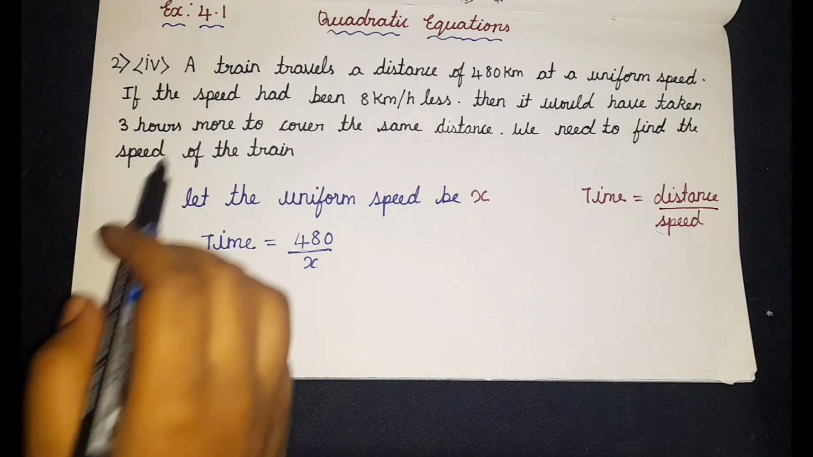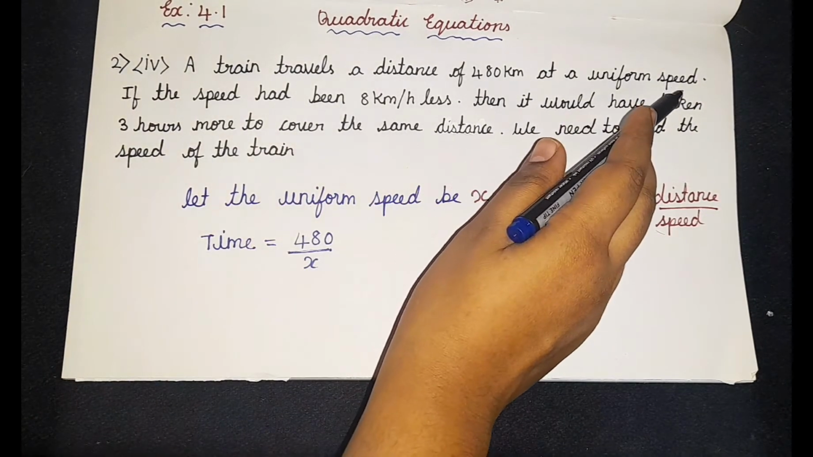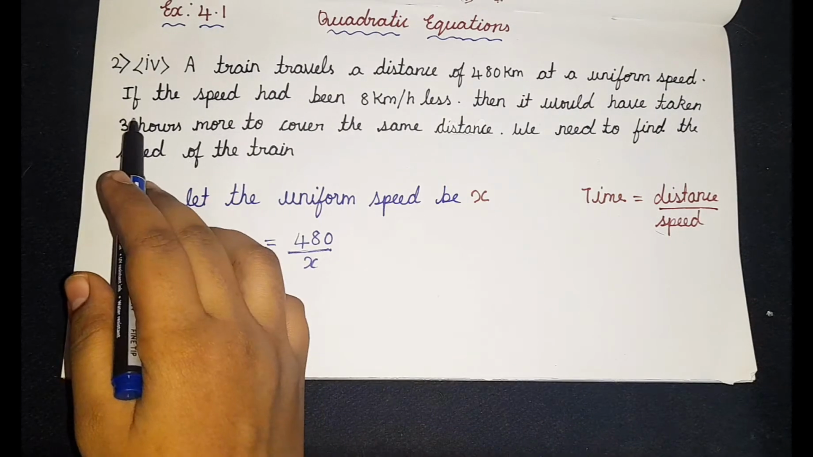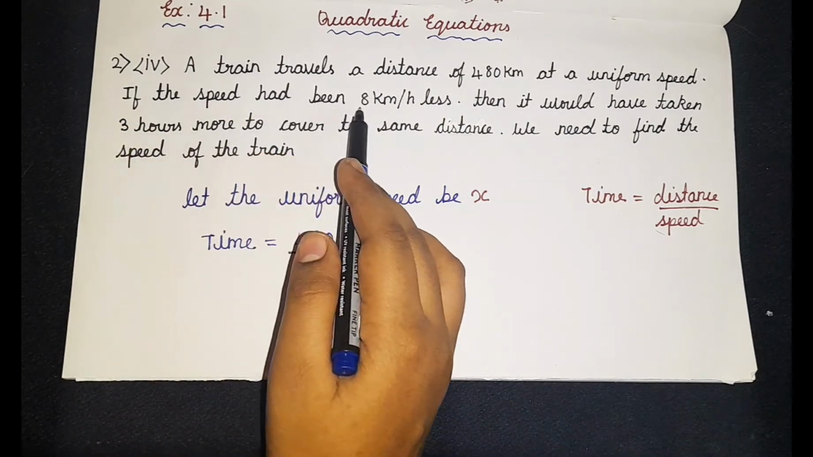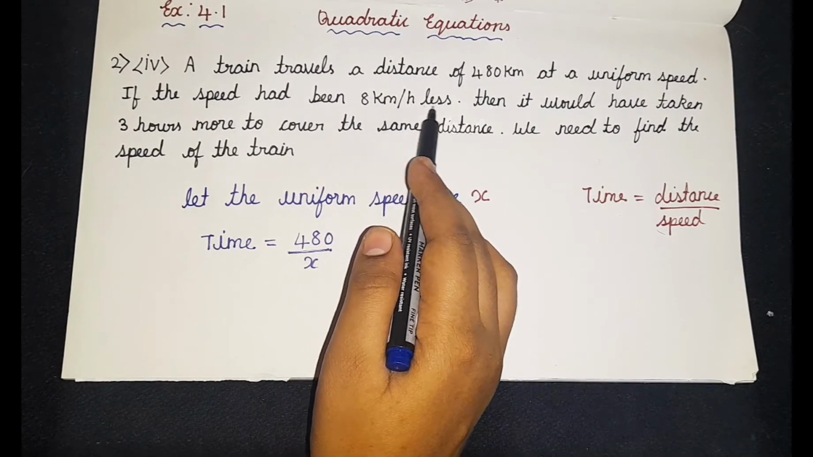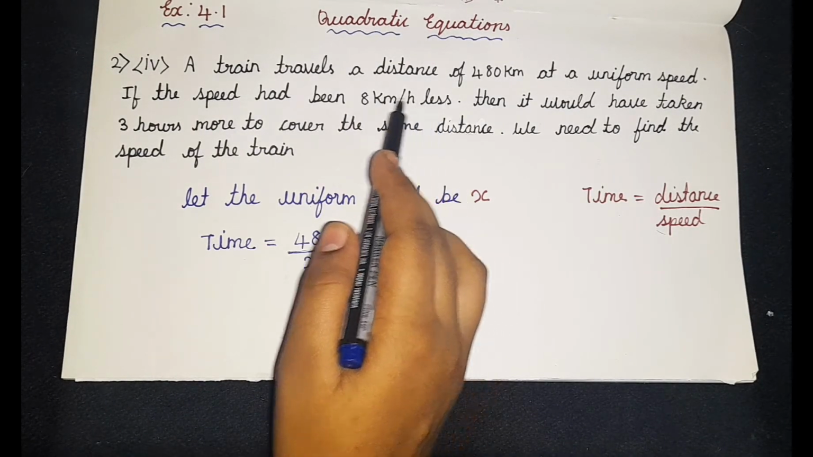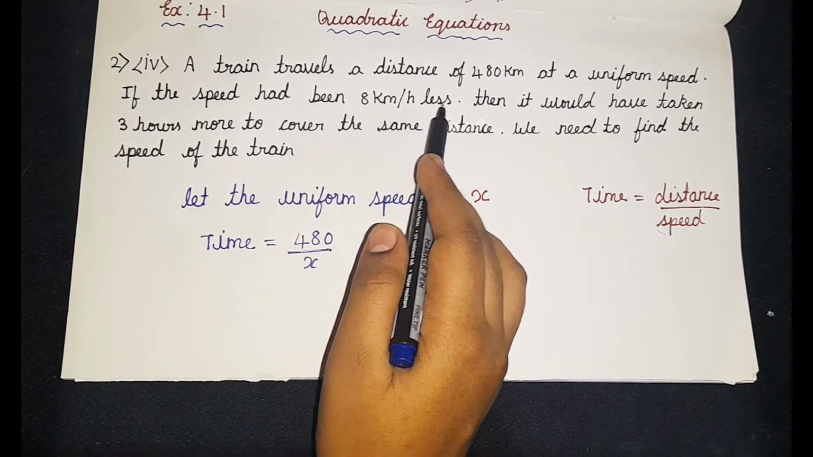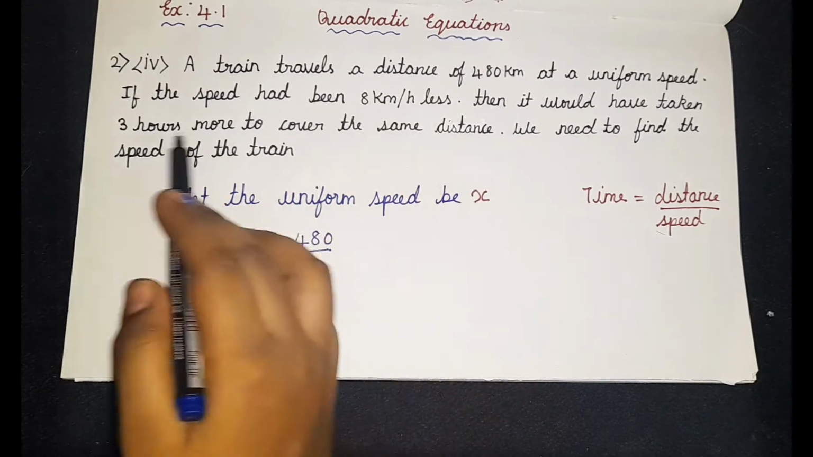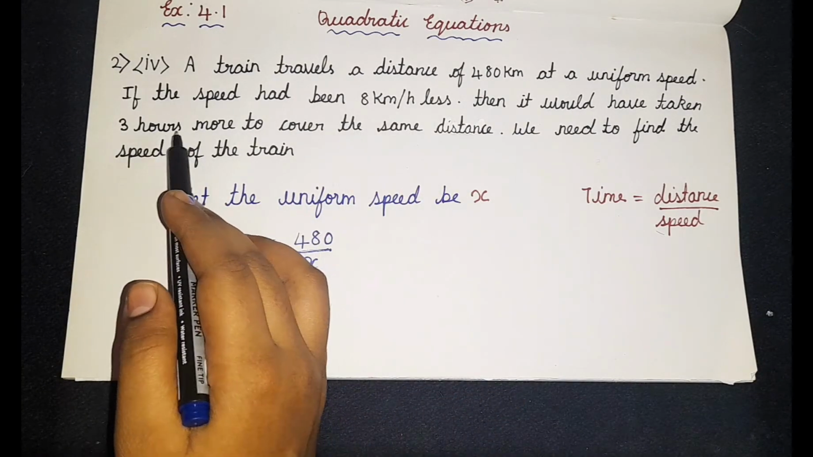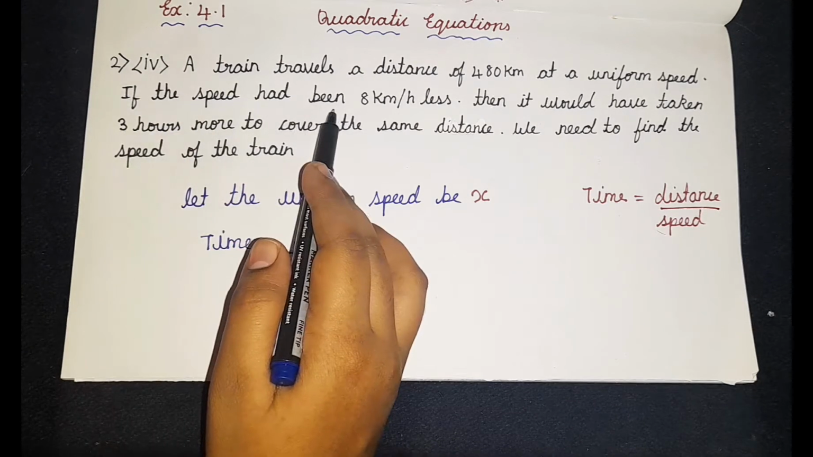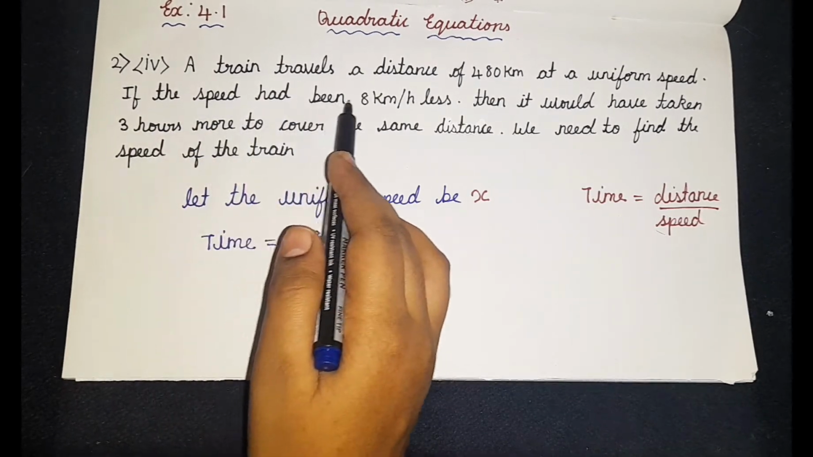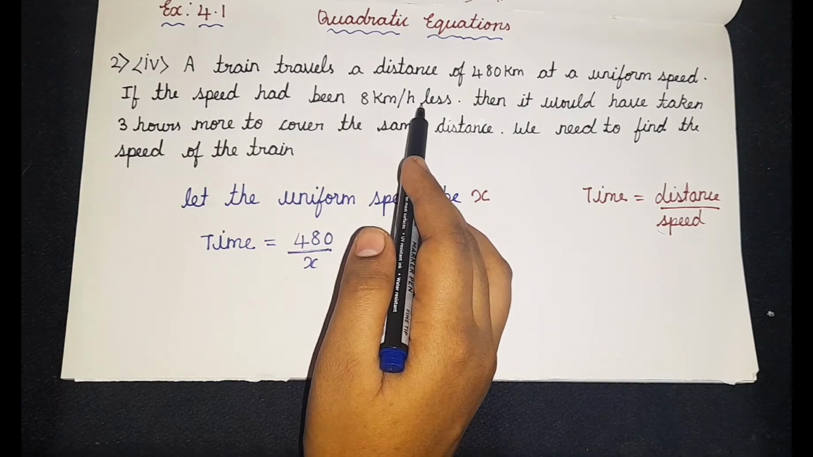So we just solved the first statement. Until here we just solved it. So we are going to be looking at the second one. So if the speed had been 8 km per hour less. So till here this is the second statement. Then after that they had mentioned about the 3 hours. 3 hours means of course it is about time. Am I right? So here the second statement is speed had been 8 km per hour less.